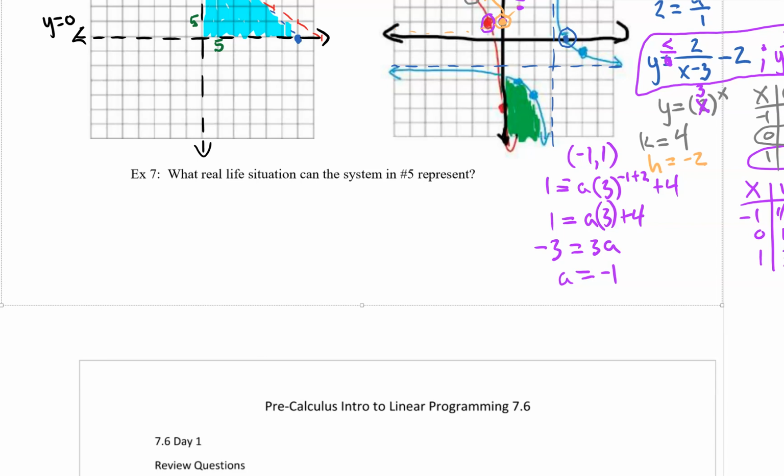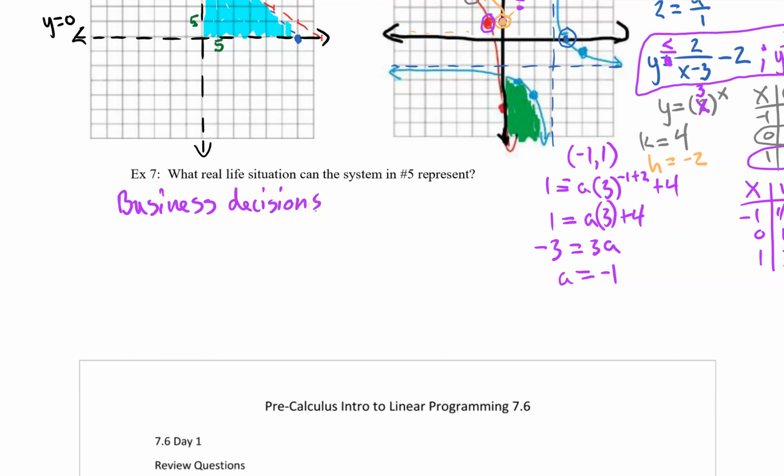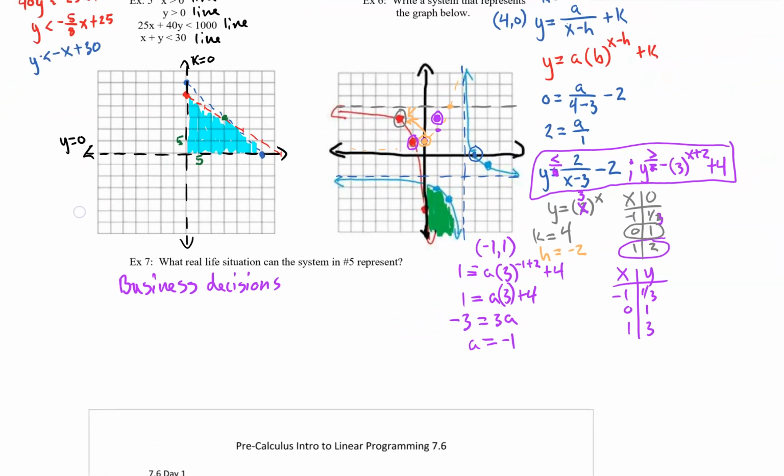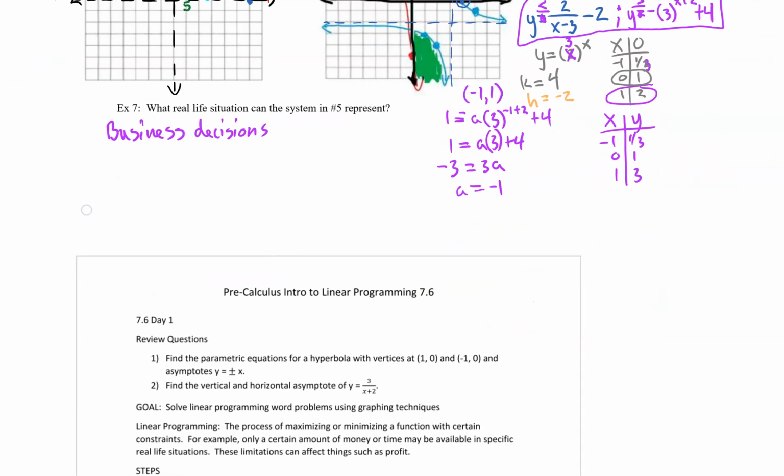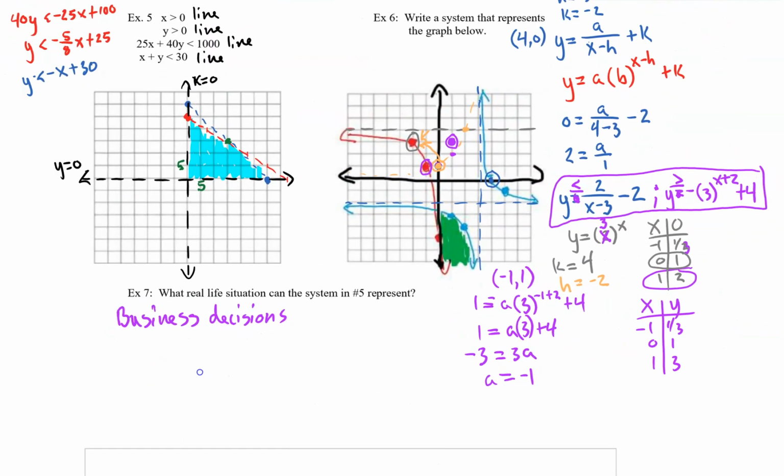The last part just says, what real life situations could these represent? Well, mostly it would represent business decisions. As we will see in the next section, that is going to be a really big part of this: break-even points and maximizations and minimizations of problems. All right, hopefully that makes sense. I don't think you have one that difficult, but if you do, this is what you would do to come up with this answer. You just have to think about graphing something in reverse if you're asked for those questions.